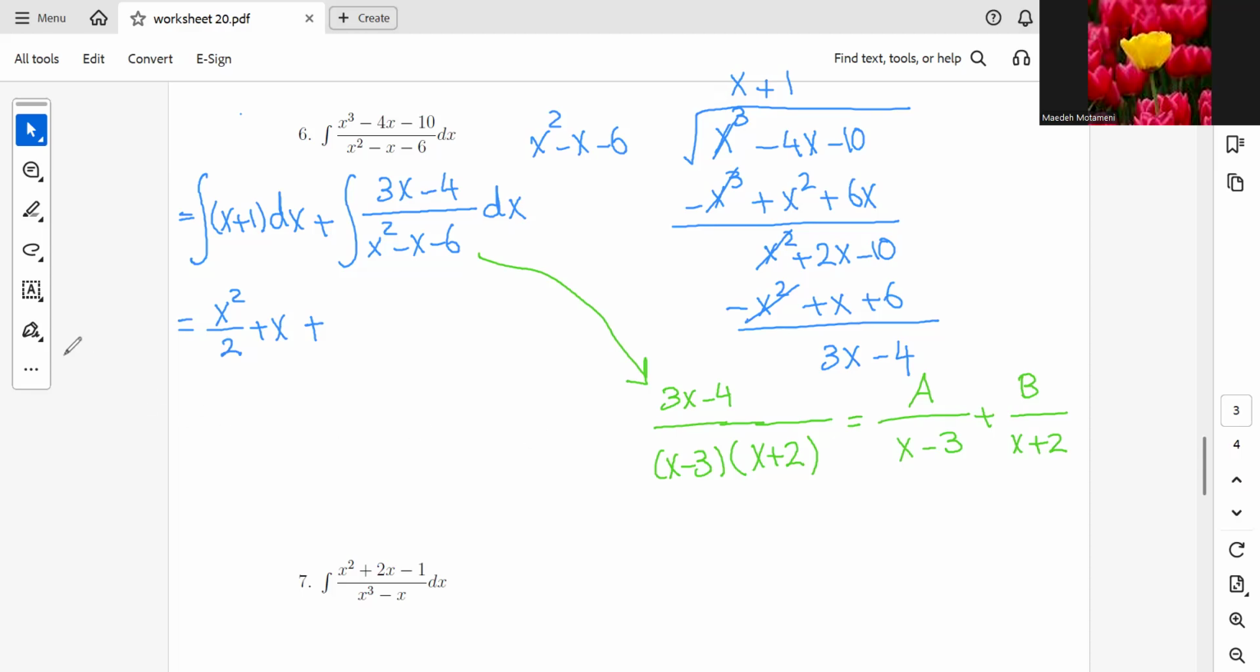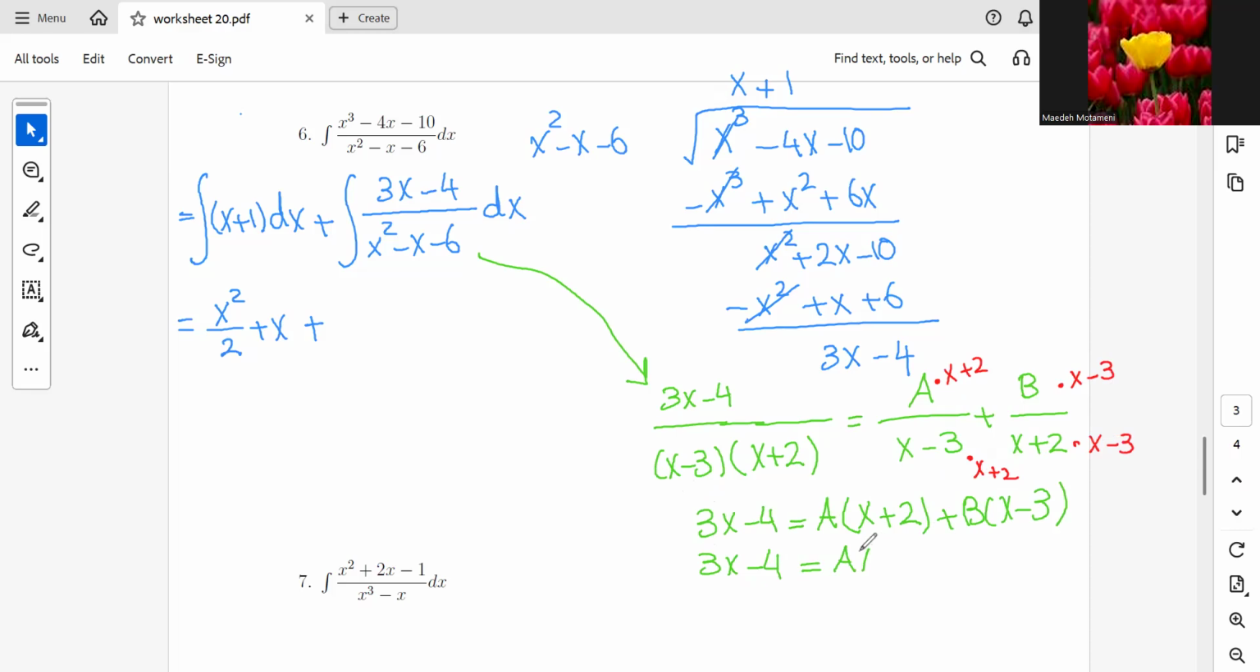We know that we're going to multiply the first one by x plus 2, and also here, the second one by x minus 3, and also here. So the left numerator is 3x minus 4. The right one is A times x plus 2 plus B times x minus 3. So 3x minus 4 will be equal to Ax plus 2A plus Bx minus 3B.